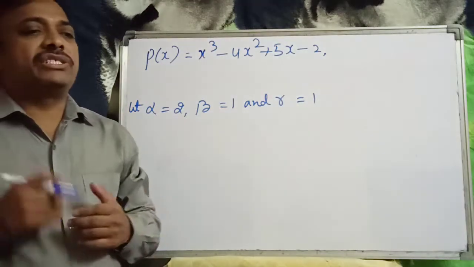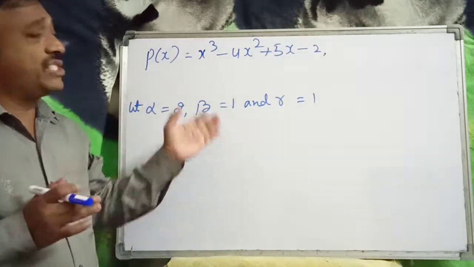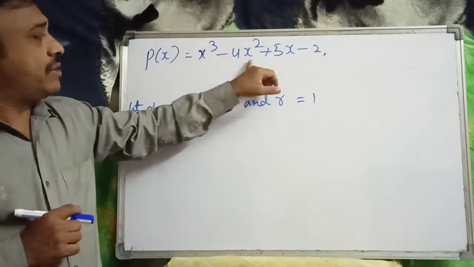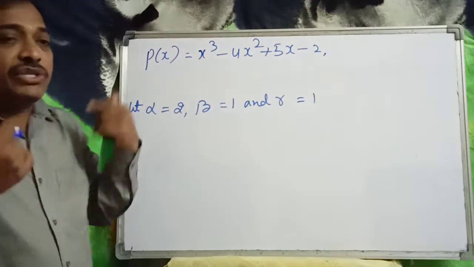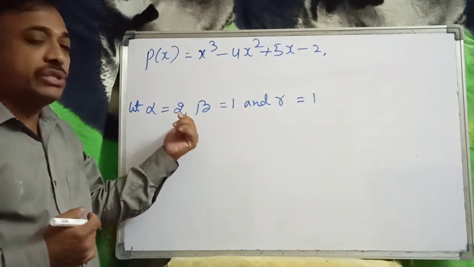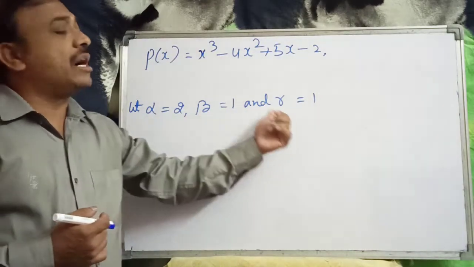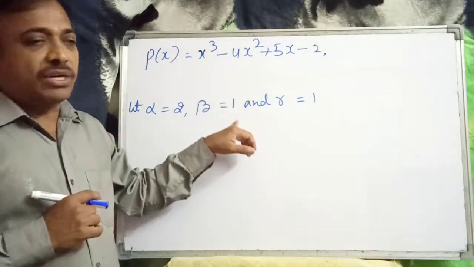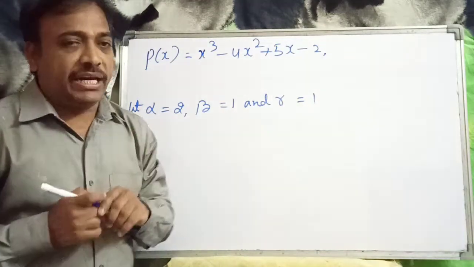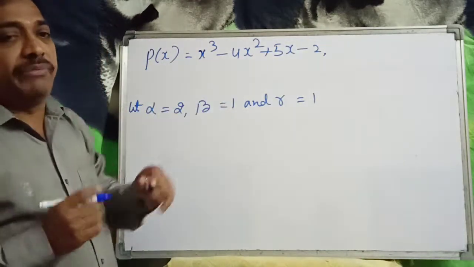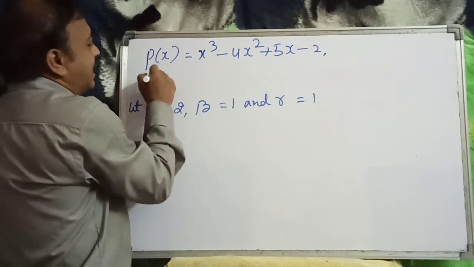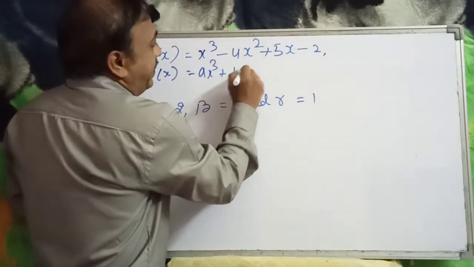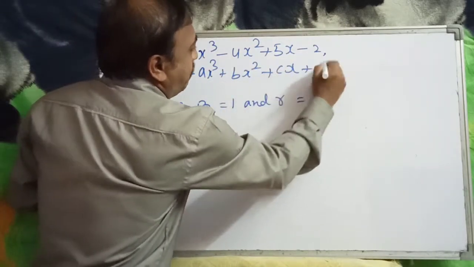Now we are verifying the relationship between the zeros and the coefficients of the given cubic polynomial. So the polynomial is x cube minus 4x square plus 5x minus 2, and we are assuming that alpha is equal to 2, beta is equal to 1 and gamma is equal to 1. These are the 3 zeros. Now the coefficients of the given polynomial: the general form of P of x is the cubic polynomial ax cube plus bx square plus cx plus d.